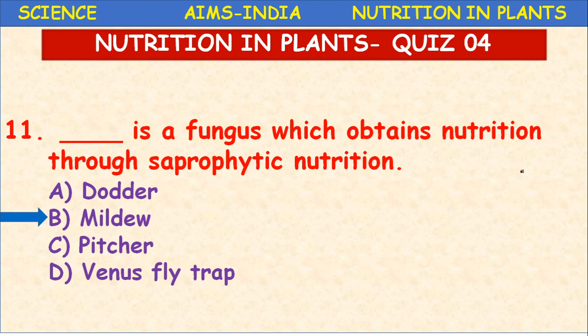So fungi, they are the largest group of plants. They are often called as rusts, smuts, mildews, molds, mushrooms. Okay, they are called with different names. Different groups are classified into different types. Okay, mildew is one of the fungal plants which absorb the nutrients by saprophytic nutrition.